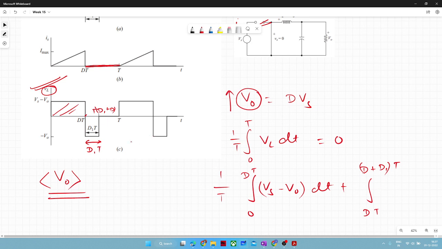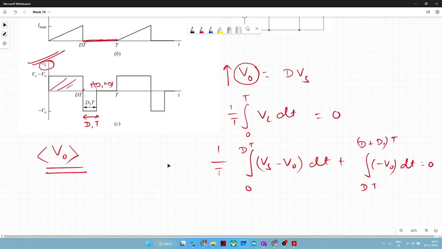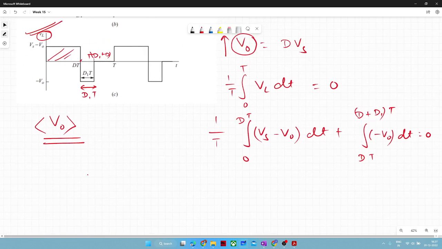And the value of inductor voltage is minus V naught into dt, and that will be equated to 0. Now, if you solve this expression, just one step expression, you will get V naught is equal to Vs into d divided by d plus d1.